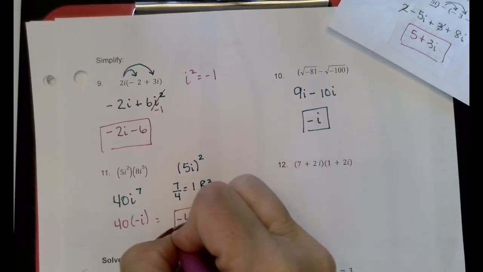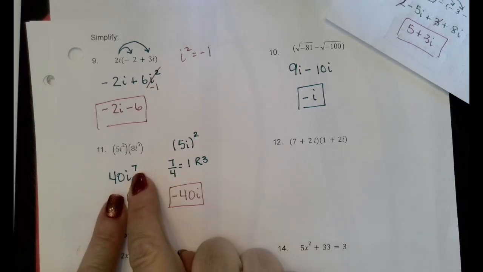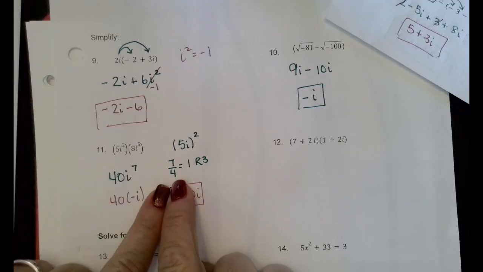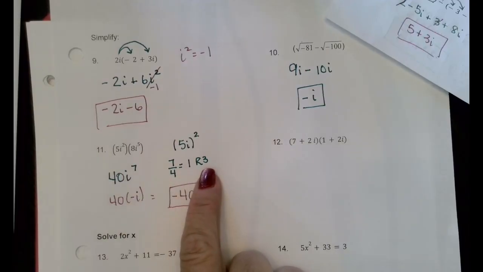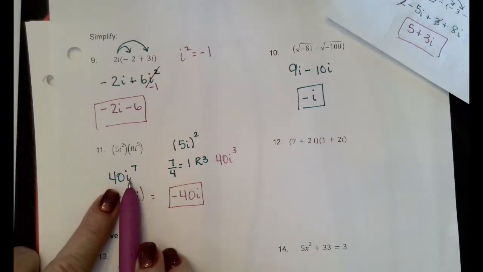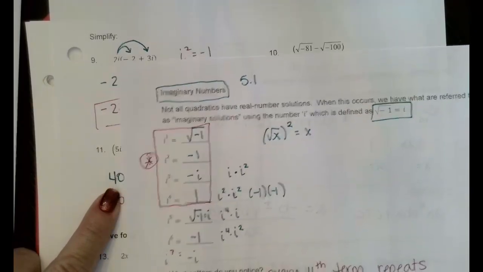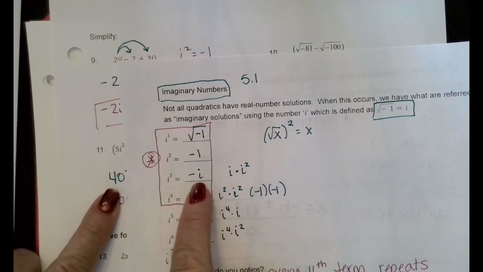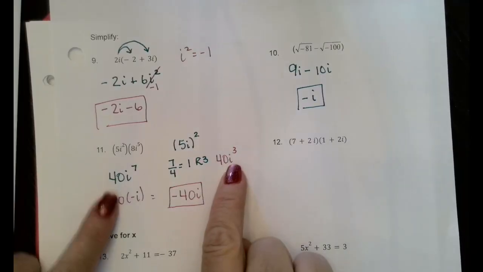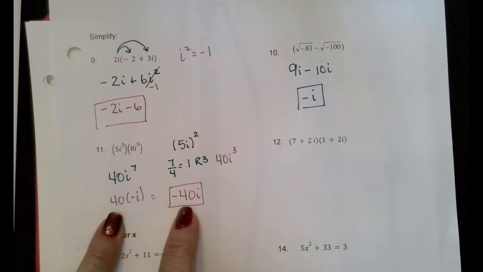Let me go through this one more time. So it ended up with this power to the 7. I want to reduce this power to the 7. So if I divide by 4, I get a remainder of 3. So this is the same as saying 40i cubed. So 40i to the 7 is the same as 40i cubed. And I know that my i cubed is negative i. So when I reduce this i cubed, I make it a negative i. Now it's not subtracting, it's multiplying, so that's why I pulled the negative 40i out front.